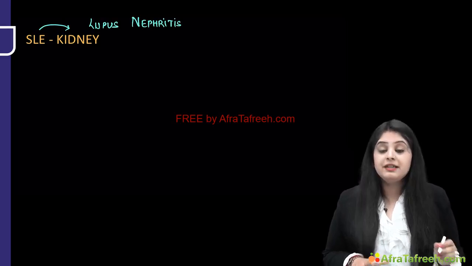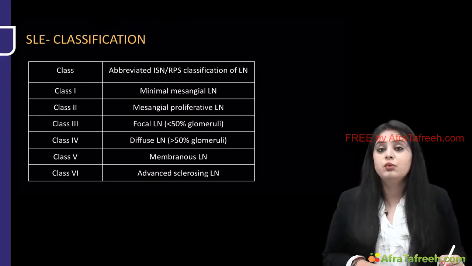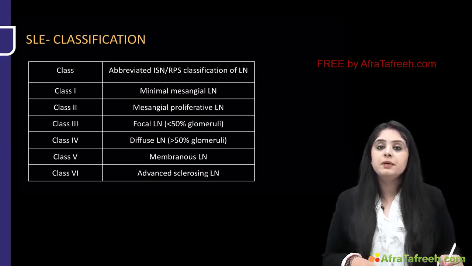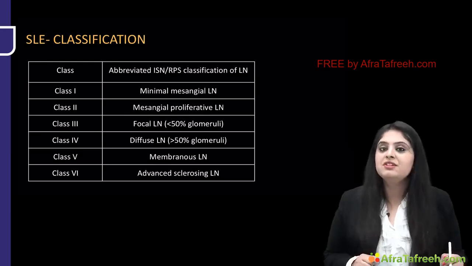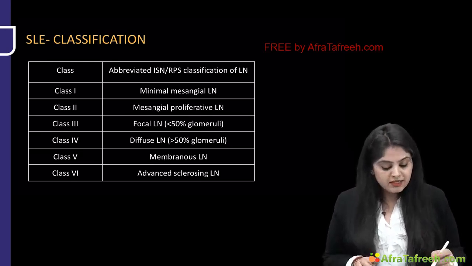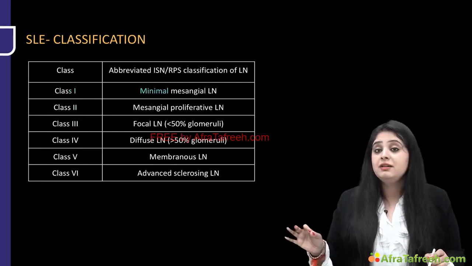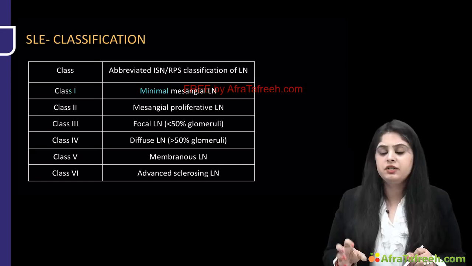Now, please remember there are many classes, ranging from class 1 to 6. In fact, as per the latest updates, now they're even saying that 7 is going to come up. So these are different classes and you might get a little overwhelmed by looking at their names. We'll try to simplify them. You just have to keep advancing the disease. What do I mean by that? Starting from class 1, as you go towards class 6, you will realize class 1 has everything minimal. There is minimal mesangial lupus nephritis, LN meaning lupus nephritis. So there's minimal mesangial involvement.